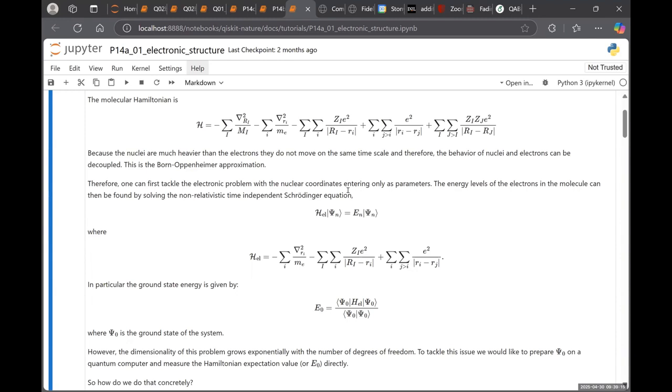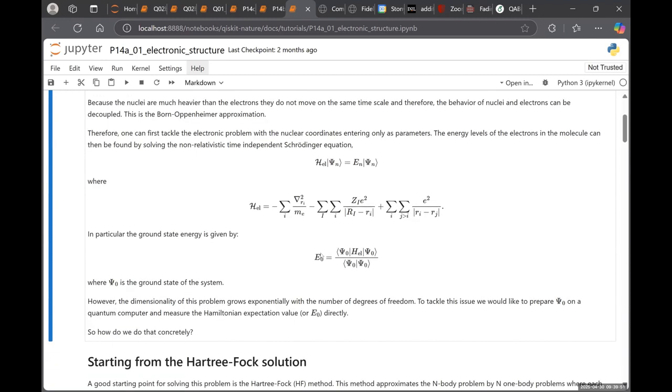This assumes that the nuclei are heavy, so electrons will probably move together with the nuclei. And so there's a reduction in that, the so-called Born-Oppenheimer approximation, then you would just deal with the electronic part. So this is the electronic part, electrons interacting with the nuclei, electron-electron interaction, right? And you want to know the ground state energy, the ground state wave function.